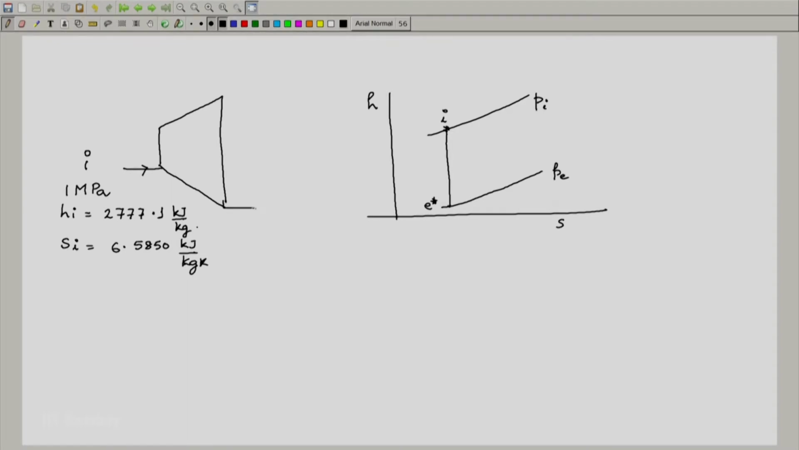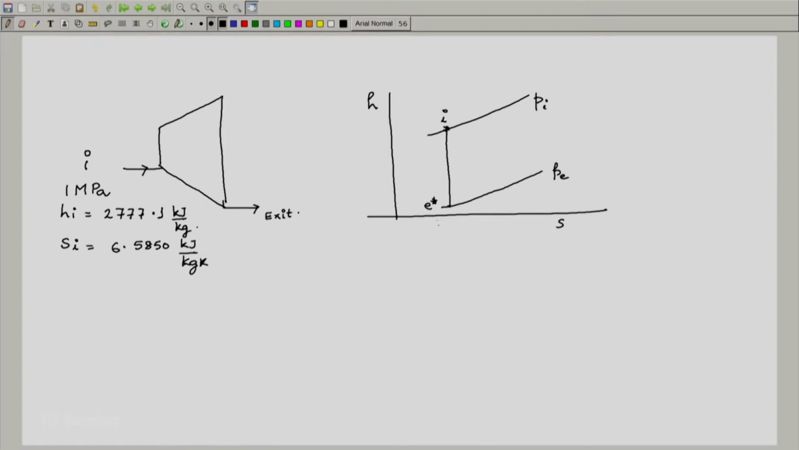So, here at the exit we do not know the real state except what the pressure is. The pressure is given as 1 bar, which is 0.1 megapascal, but we will have to go ahead and calculate what the enthalpy and what the dryness fraction is. And how do we proceed? We first figure out what E star is.